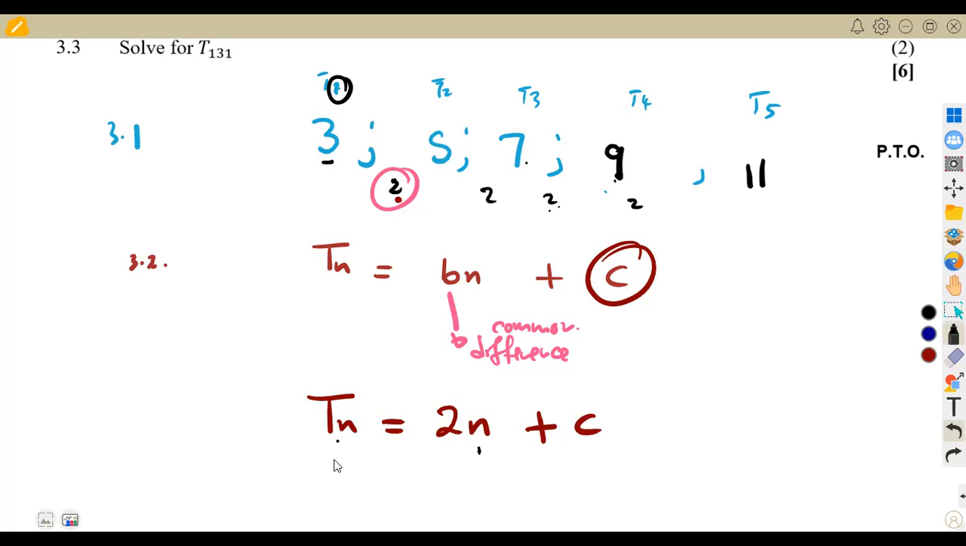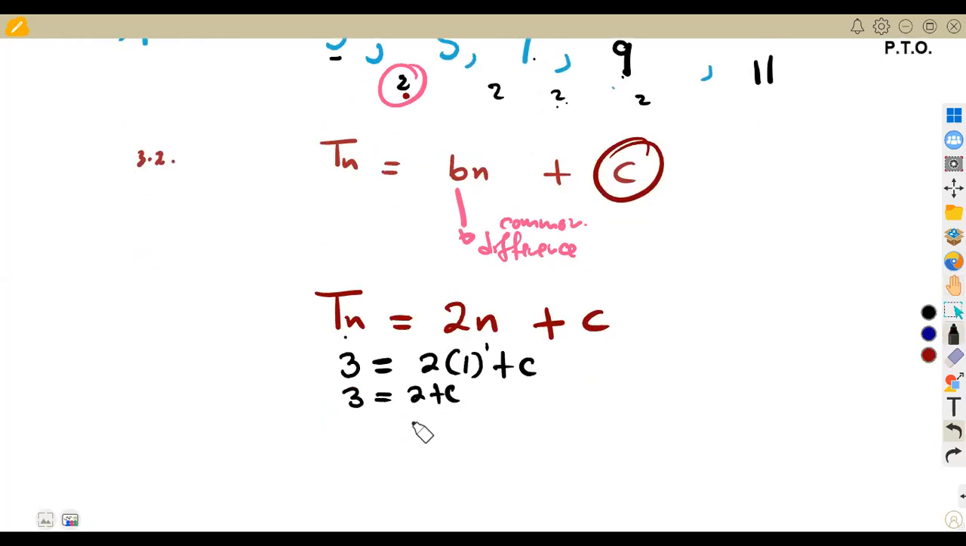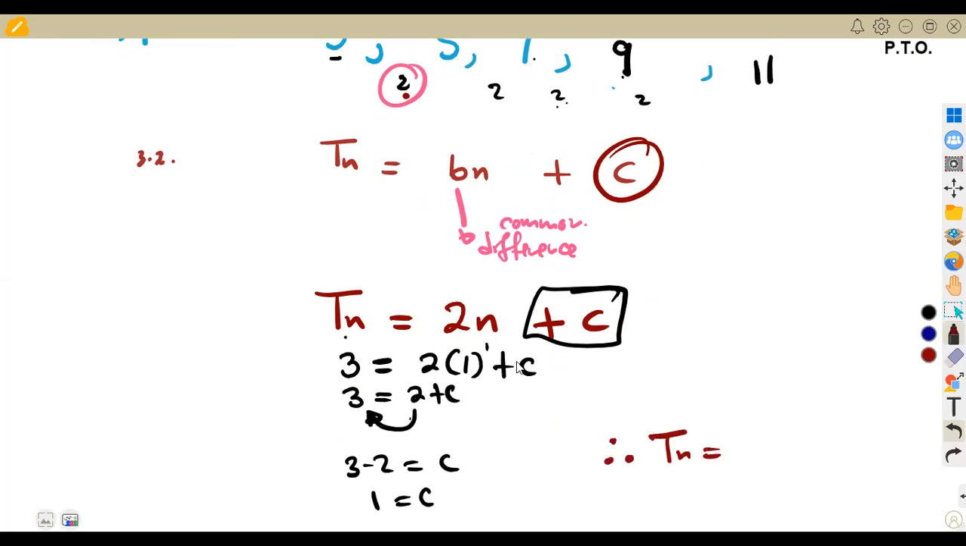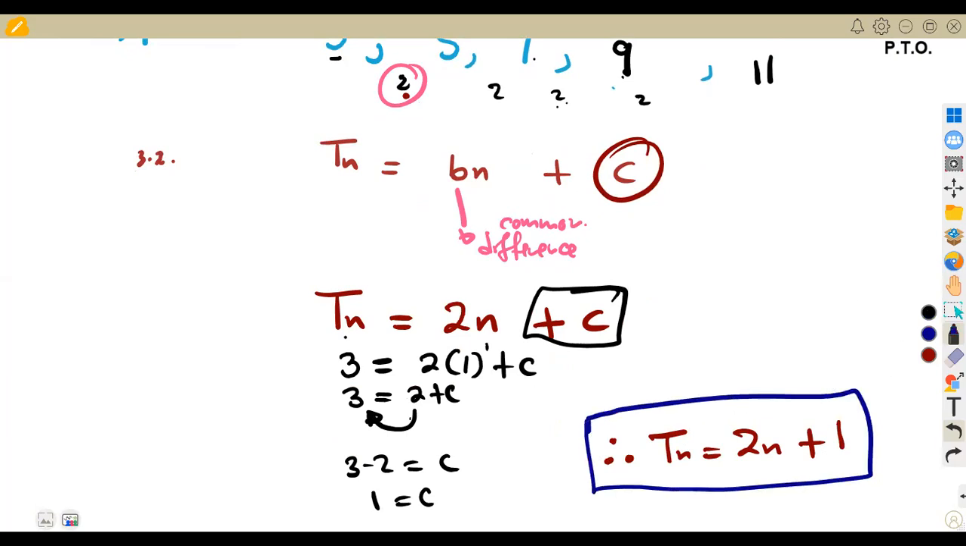So I'm going to form an equation. 3 is equal to 2 into 1, remember our n is 1, plus C. So that means 3 is equal to 2 plus C. You're going to transpose 2 to the other side. It's going to be 3 minus 2, which is equal to 1. So 1 is equal to C. So if C is equal to 1, therefore we're going to write our Tn as 2n plus C, and our C is 1, so it's going to be plus 1. So that was going to be the expression for the Tn.